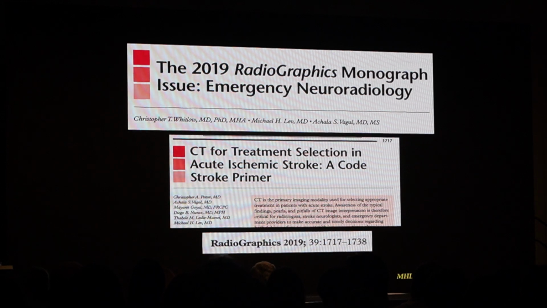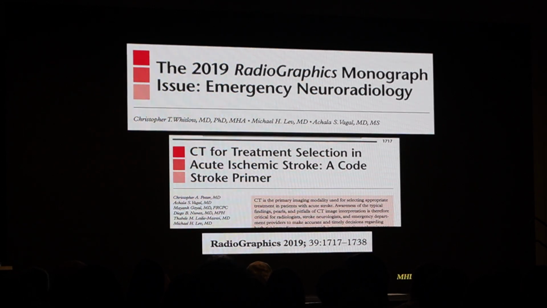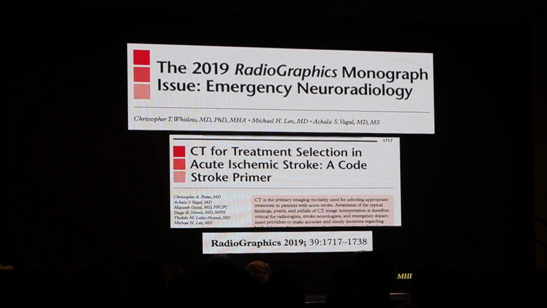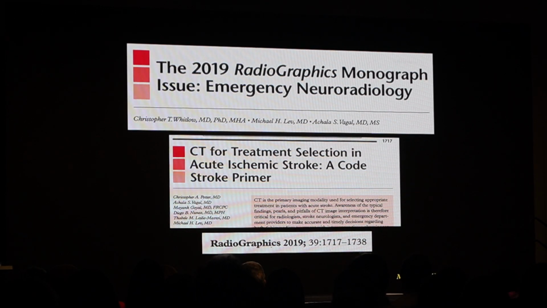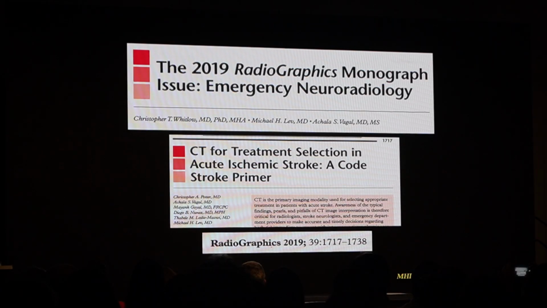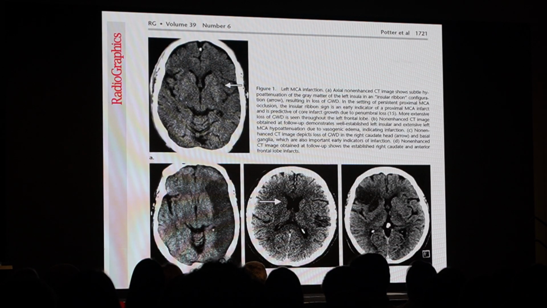I showed this before, but even more important for this talk is this paper. Anything you want to know that I'm going to say that has to do with our CTA, CTP, non-contrast CT imaging algorithm is going to be in this paper. So you could just go find this review. But I'll point out a few things.